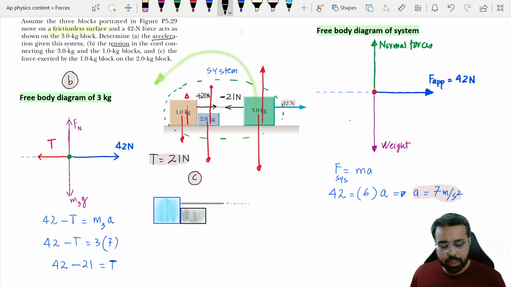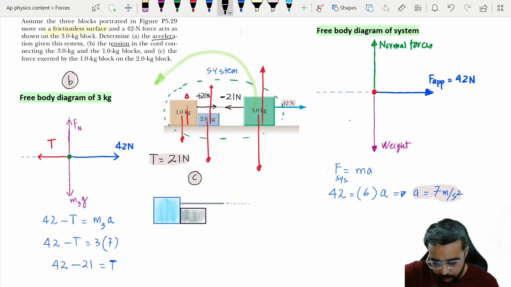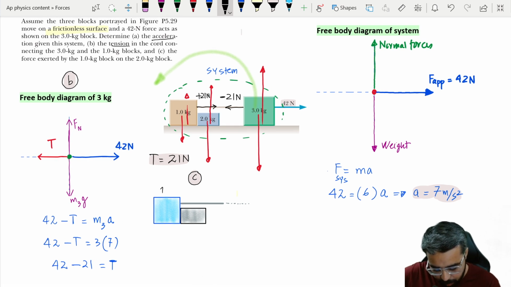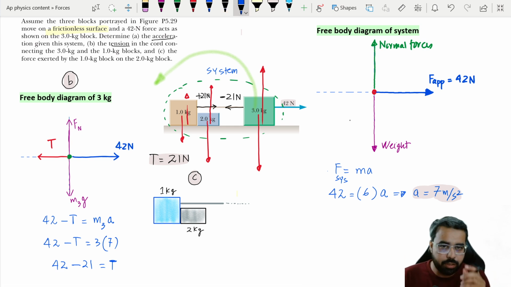Now students, the last part of this question: you have to calculate the force exerted by the 1 kilogram mass on the 2 kilogram mass. Both are placed on a frictionless surface. The string is connected with the 1 kg block, so on the 2 kilogram mass there is no force of tension. So there is only one force, the contact force. This is the force that is applied by 1 on 2.